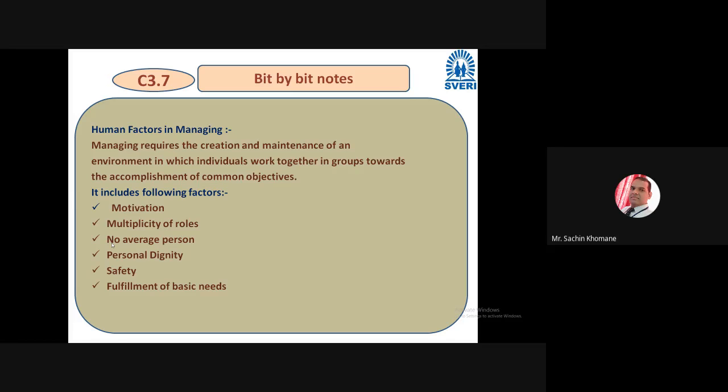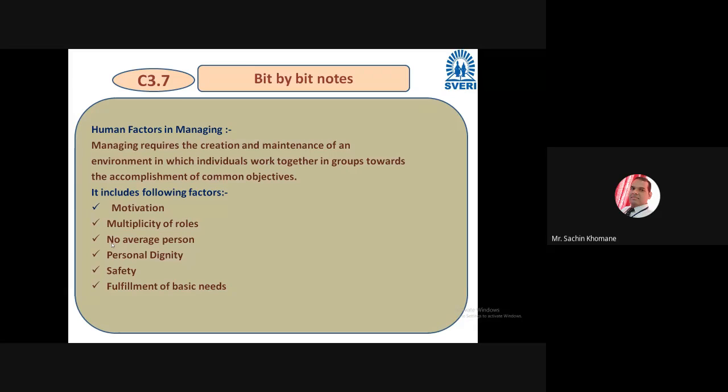So I have quoted a few people like motivation. A few minutes back we have seen motivation. Why is motivation important? Without motivation, things cannot be done, right? Motivation is important, and motivation means what, that we have seen, right? So, multiplicity of the roles. You have to consider one person is having so many responsibilities.